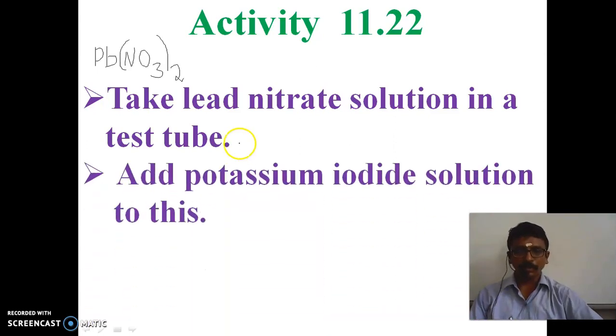And next we have to take potassium iodide solution. What is the formula for potassium, children? K. What is the valency for potassium? +1. And what is the formula for iodide? I.